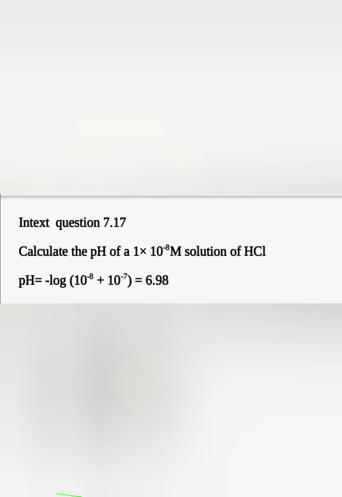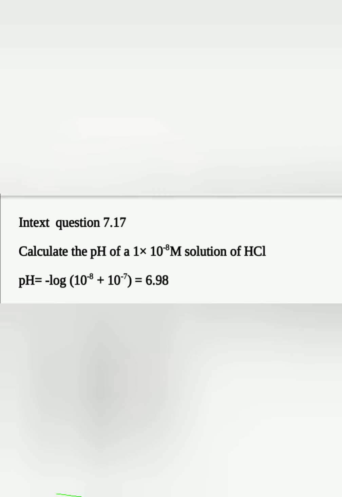Calculate the pH of 1 into 10 raised to minus 8 molar solution of HCl. We know HCl is an acid, so the pH of the solution should not be greater than 7. We should have that idea in mind. The hydrogen ion concentration is given as 10 raised to minus 8 molar. So we make use of the simple formula, pH is equal to minus logarithm.